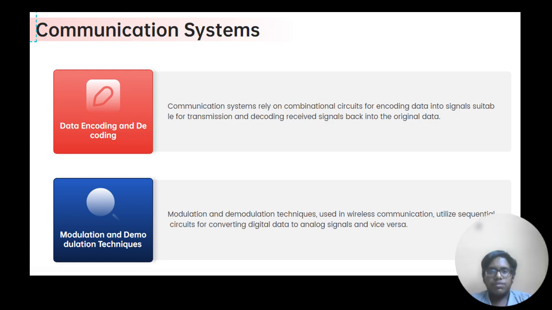Communication systems. Data encoding and decoding. Communication systems rely on combinational circuits for encoding data into signals suitable for transmission and decoding received signals back into the original data. Modulation and demodulation techniques. Modulation and demodulation techniques used in wireless communication utilize sequential circuits for converting digital data to analog signals and vice versa.